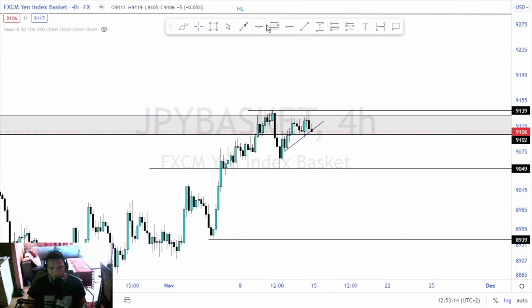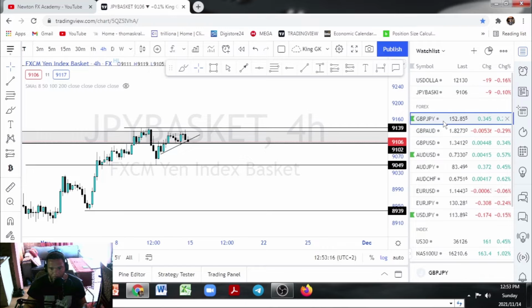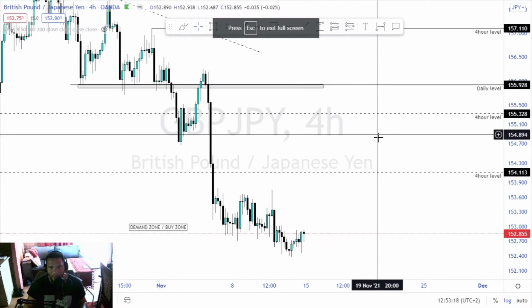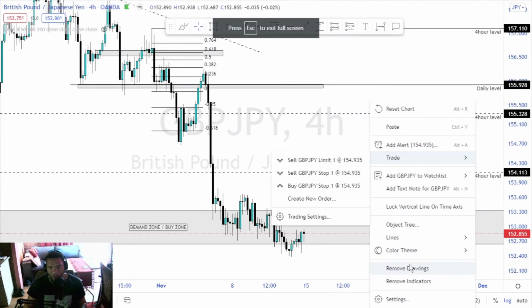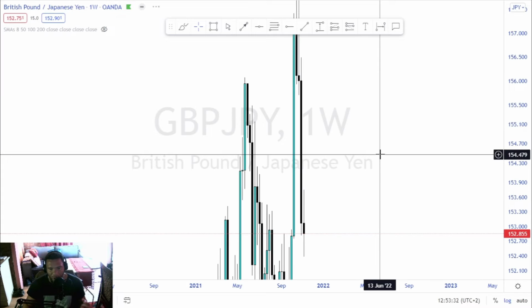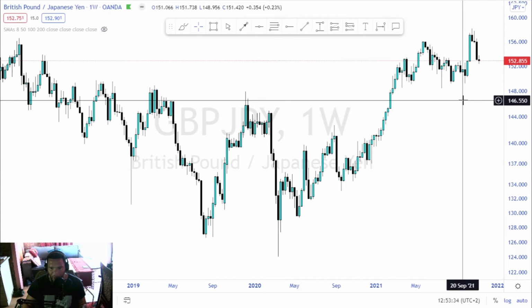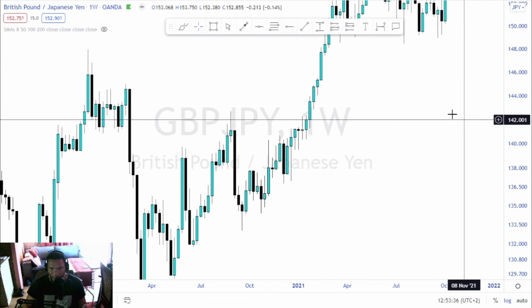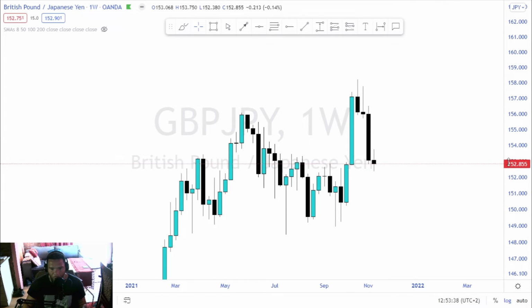So let's jump into GBP JPY gang. The reason why I did this pair first, the index first, is just to show you guys how this will help you to trade GJ gang. So let's start off on my weekly time frame just to see the overall market condition, flow and behaviors. As you guys know by now, I love to do that every single week.